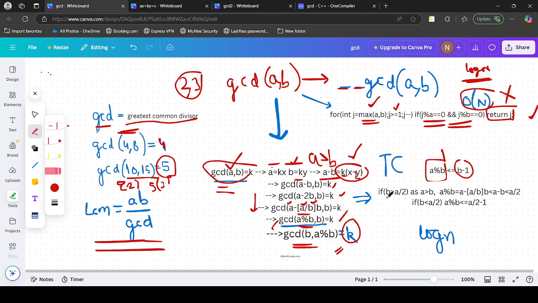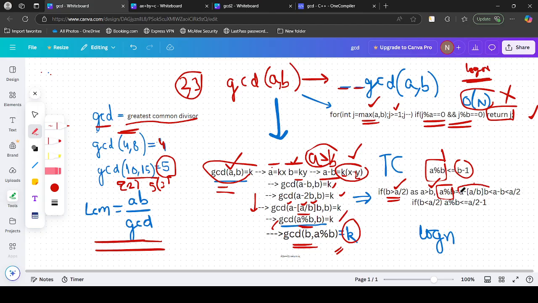So if we assume that b is greater than a by 2, we assume a greater than b initially so that we are able to perform a minus b and a minus 2b and so on. So if we assume that b is greater than a by 2, and as already a is greater than b, what can be the value of a mod b? It is a minus (a by b) into b. It is just the definition of modulus.